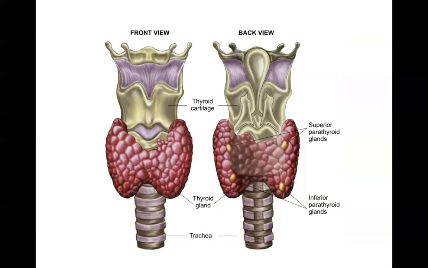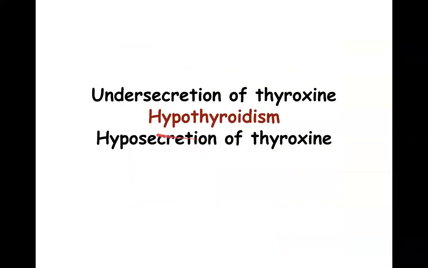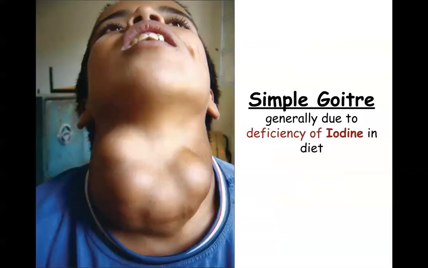Both hypersecretion and hyposecretion, that means extra secretion and less secretion of the thyroid gland, that is thyroxine, produce serious defects. So undersecretion of thyroxine is called hypothyroidism or hyposecretion of thyroxine. This produces, number one, the simple goiter. Now I told you iodine mineral is required for the proper functioning of thyroid gland. If iodine is less in diet, as in hilly areas, then the thyroid gland enlarges.